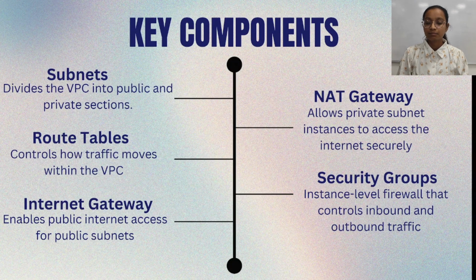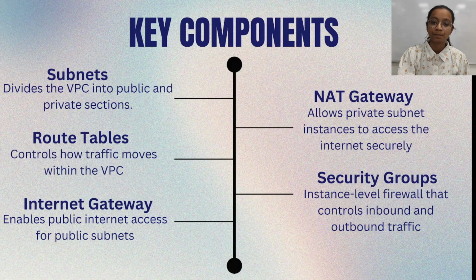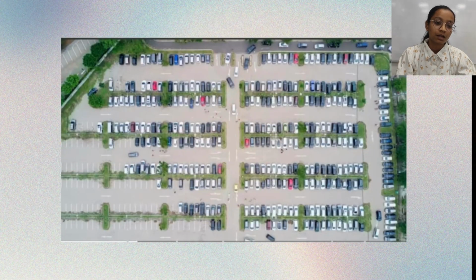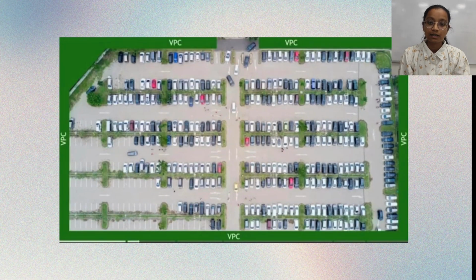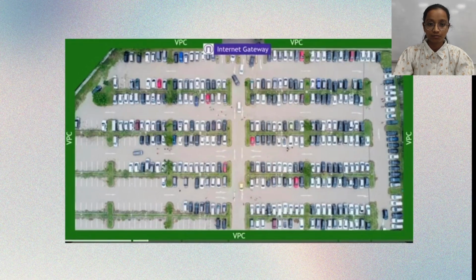For better understanding, let's have an example of a parking lot. This is a parking lot. So the border of the parking lot separates it from the rest of the world. Let's call it the Amazon world. So in this example, it is like a virtual private cloud which is separated from the rest of the Amazon world. In this example, there is a gate which controls the traffic flow. So in Amazon Web Services terminology, it is the internet gateway which controls the traffic flow of the resources.